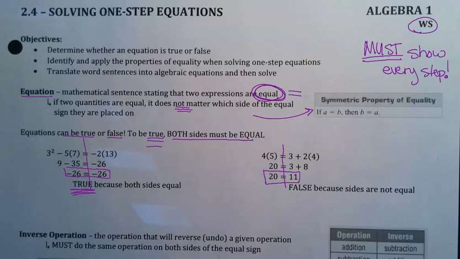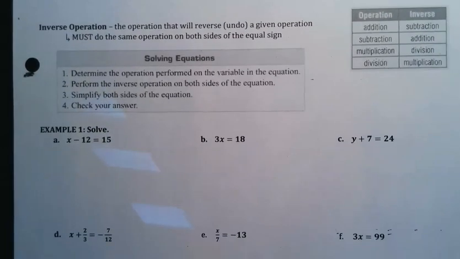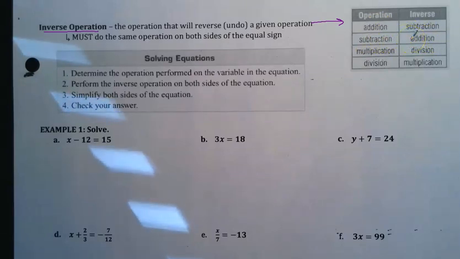All right, let's move on down there. Next we have an inverse operation: the operation that will reverse or undo a given operation. Our inverse operations: if we have addition, the inverse is subtraction. Subtraction undoes addition, and vice versa. If we have subtraction, the inverse is addition. They undo each other. Multiplication's inverse is division, and division's inverse is multiplication.